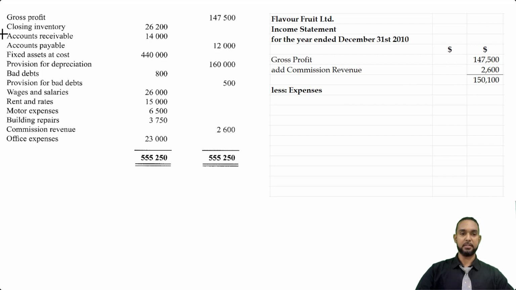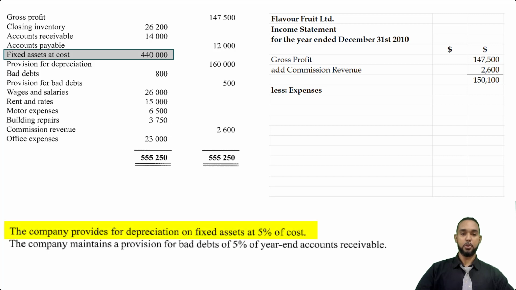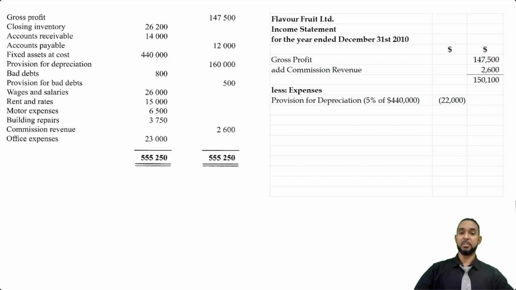So in terms of items that are expenses, the first thing I'm seeing is the reference to depreciation. Normally I leave that for last, I just decided to include it first here. So the cost of the non-current assets is $440,000. If you remember, the note down here told us that the company provides for depreciation on non-current assets at 5% of cost. So all we have to do to find the depreciation figure is multiply 5% by the 440, and that's going to give us $220,000.